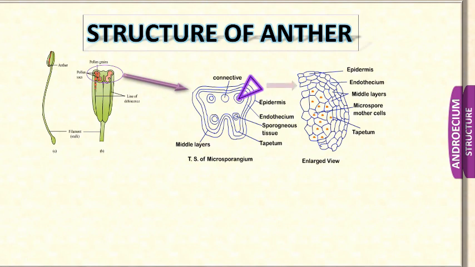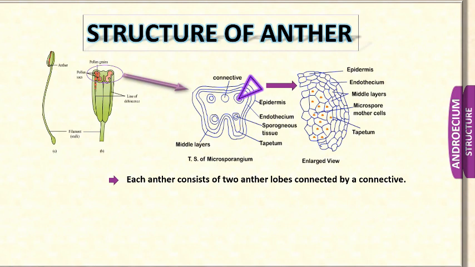Here, a small part of the anther wall is enlarged and we are seeing the cellular level of structure. The outermost layer is epidermis. Next to the epidermis is endothecium. Then a multiple layer structure is present, known as the middle layer. And the fourth, innermost layer is tapetum. It is nutritive in nature. It provides nutrition to the microspore mother cells present inside during microsporogenesis.